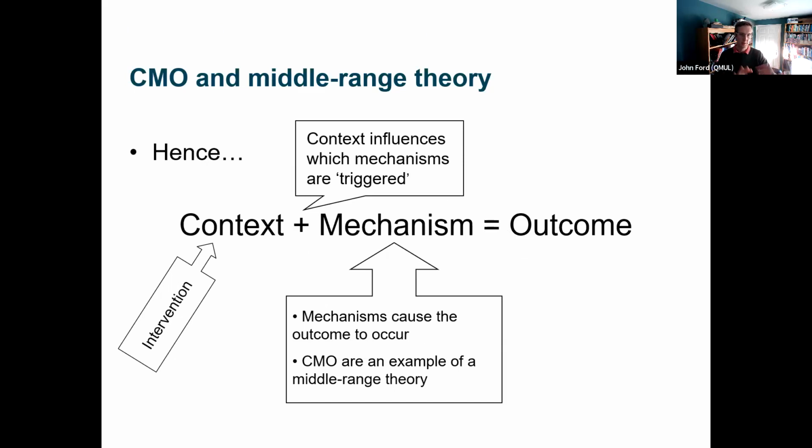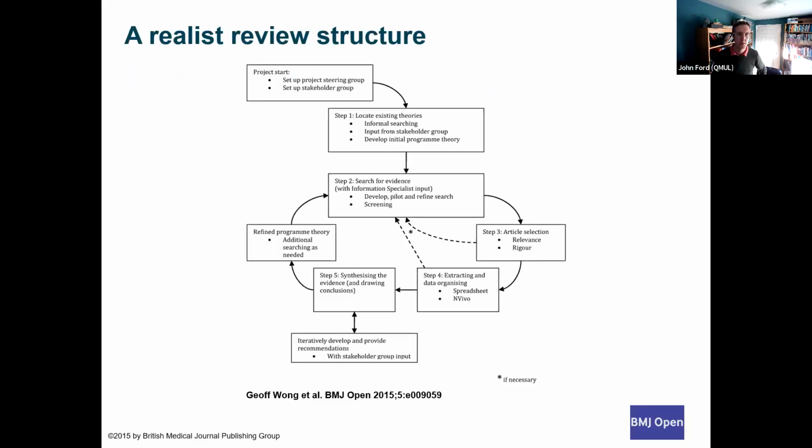So that's a kind of CMO logic. We can talk more about that hopefully in a few minutes if you're interested. In terms of realist review, there's a fairly standard structure for undertaking realist reviews. They follow some of the basic principles of any literature review, whether it's systematic review or narrative review or meta-analysis, where it's a case of searching for a body of literature.